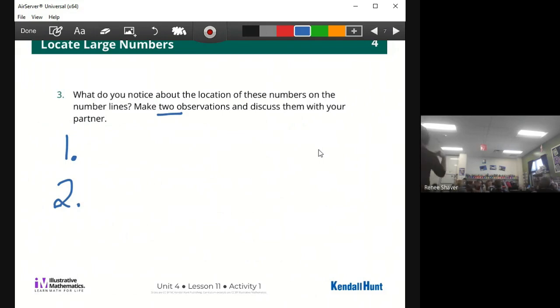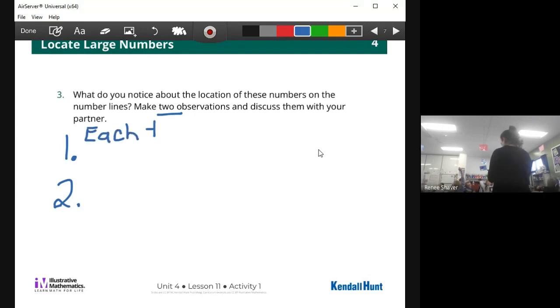Okay, we figured it out. All right, stop your conversations, raise your hand to share. I want to hear some observations, and hopefully you wrote them down. Okay, Hadley, start us off. I noticed that each time they all stay on the exact same tick mark, like below it.